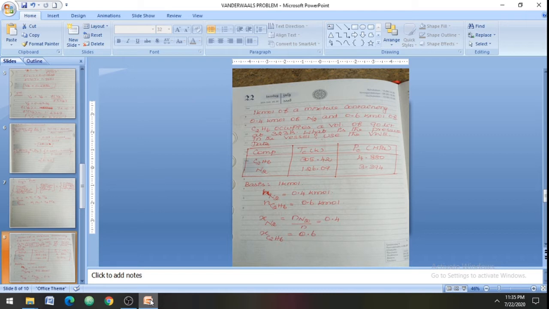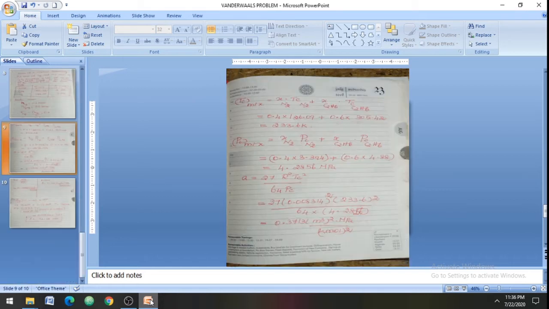Similarly, x C2H6 is equal to n C2H6 divided by n. For this problem, total mole is 1 mole. So x C2H6 is equal to 0.6 divided by 1, which is equal to 0.6. Then use the formula, Gauss rule. Why? Because this is a mixture, more than one component is present in the problem.